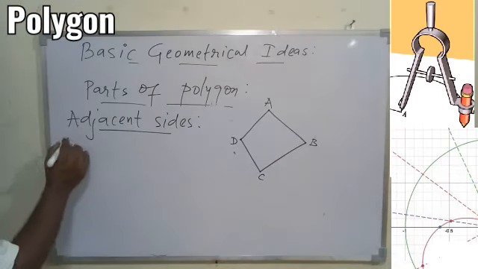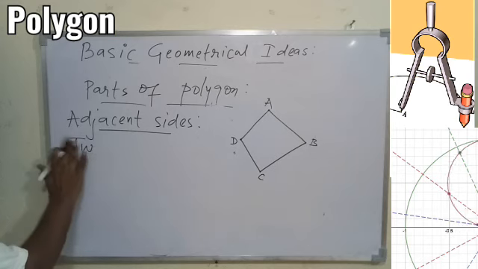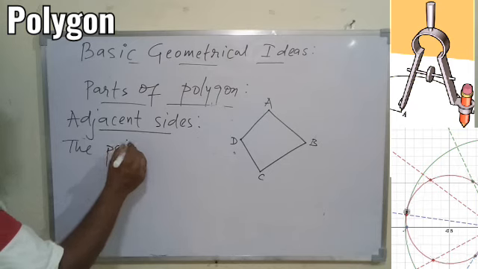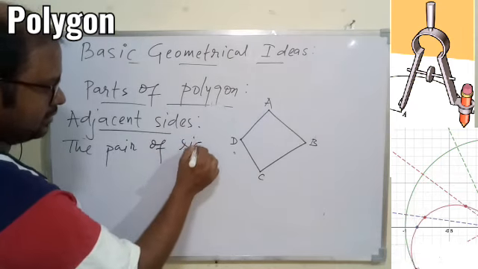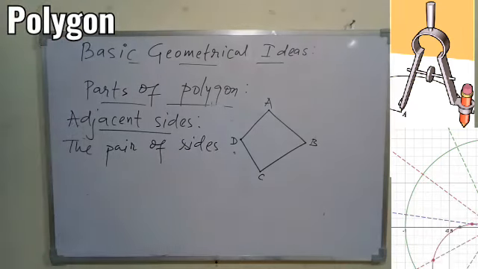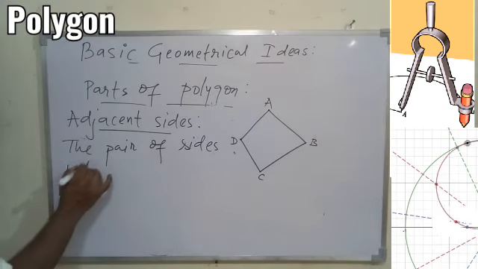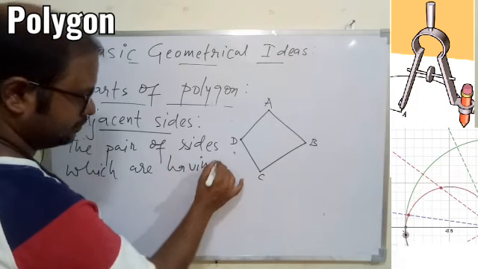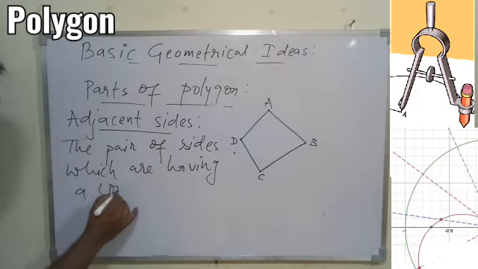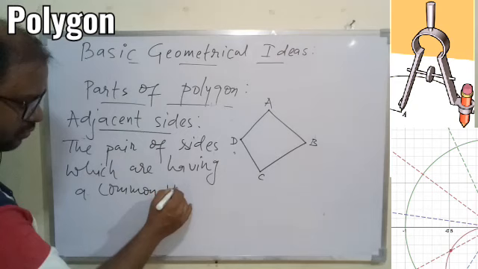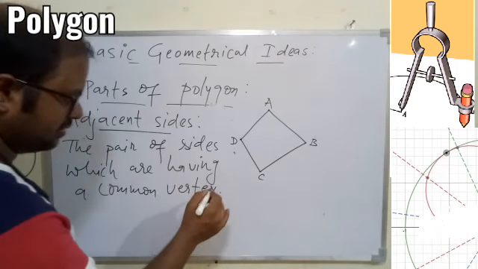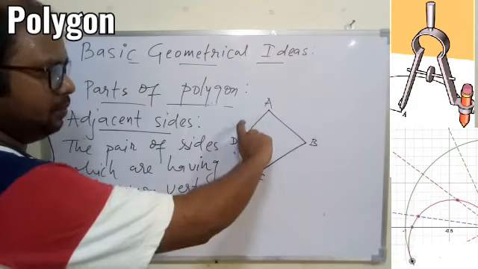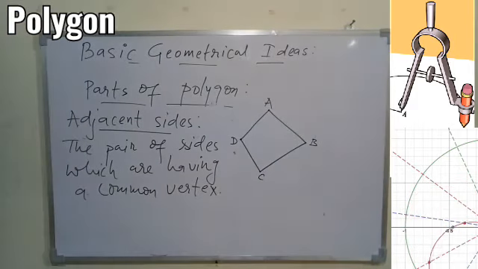So we can say the pair of sides which are having a common vertex. Pair means two. AB and AD are two different sides next to each other.